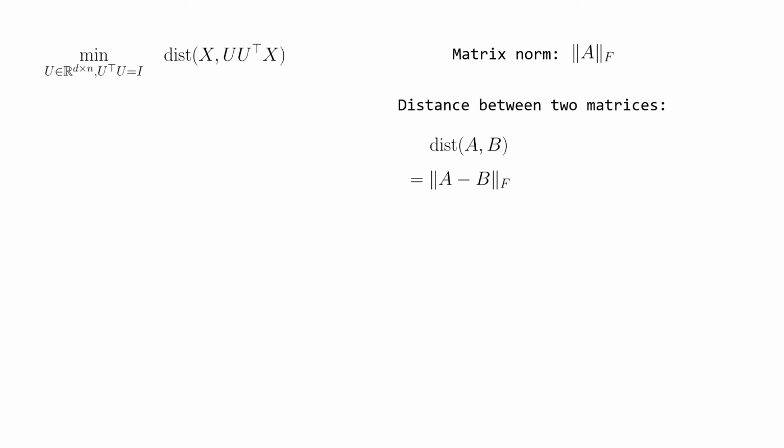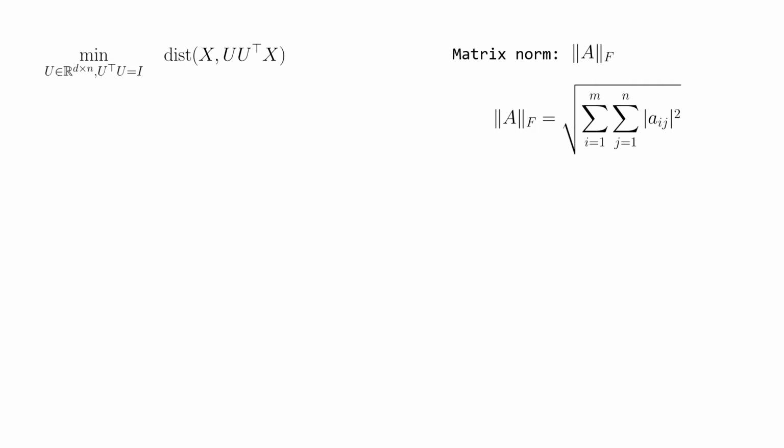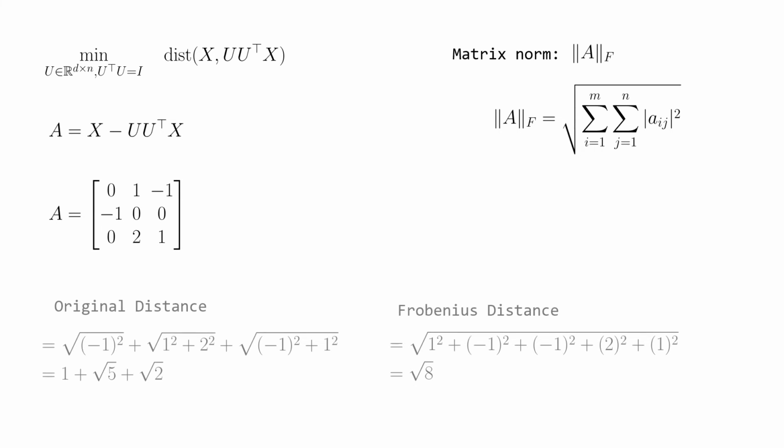For reasons related to the proof, we will replace our original definition of distance and use something called the Frobenius norm. The Frobenius norm is very similar to our original definition. While we originally sum up the distance of each vector individually, the Frobenius norm first sums up the squared values of all the entries and then takes the square root. Suppose that A is our difference matrix, and the Frobenius distance is the square root of 8, but our original distance definition would give us 1 plus square root 5 plus square root 2.